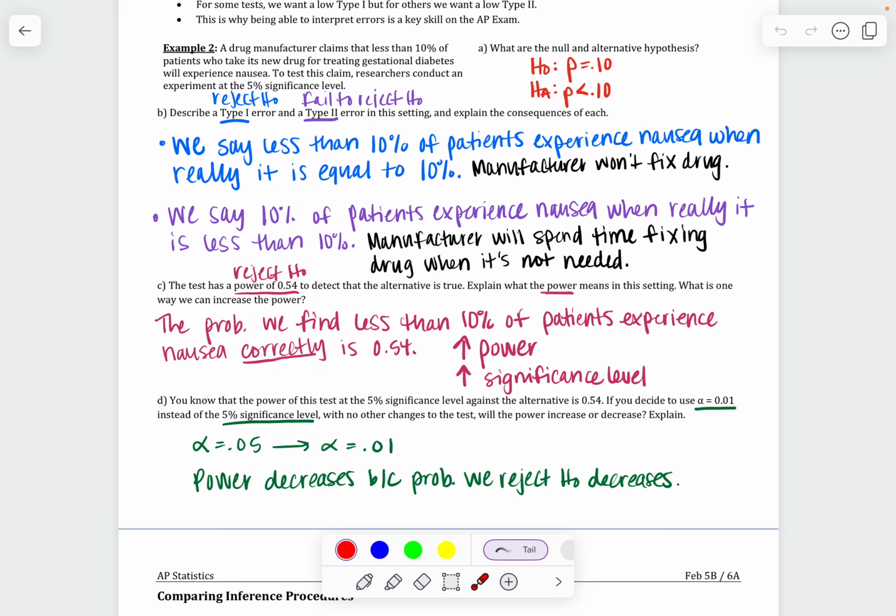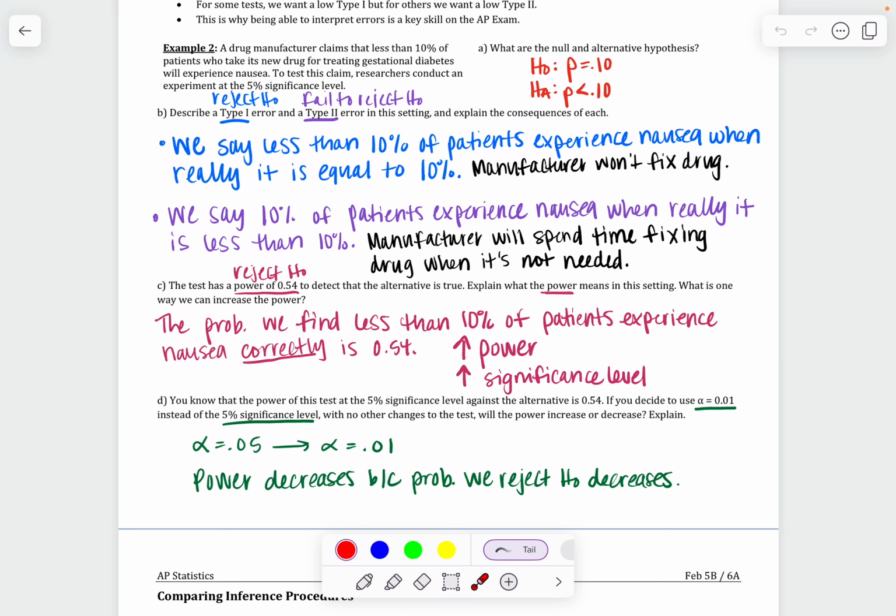So for A, I went ahead and wrote out our hypotheses. Remember, the null is always that it's equal to the claim. The alternative is what you think is happening. So they think it's less than the 10% that they are saying. Now, describe a type 1 and type 2 error in this setting. Remember, type 1 is you made the decision to reject. Type 2 is you made the decision to fail to reject. So all I'm going to do is relate that back to the hypotheses that I have listed.